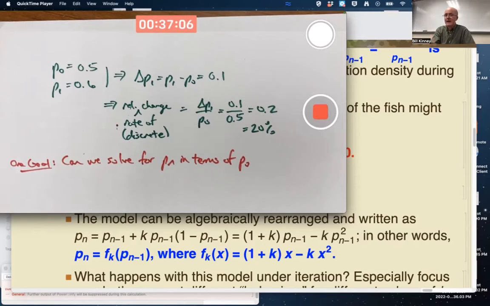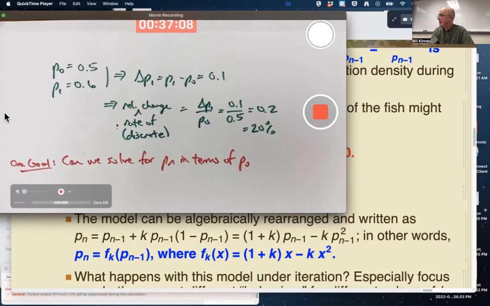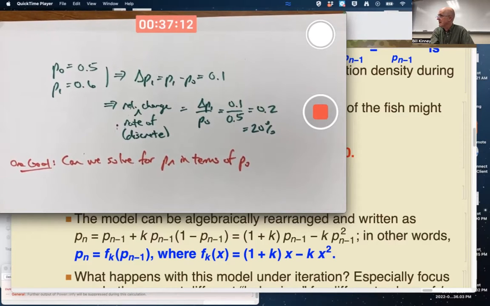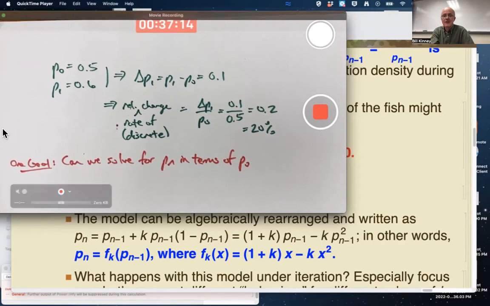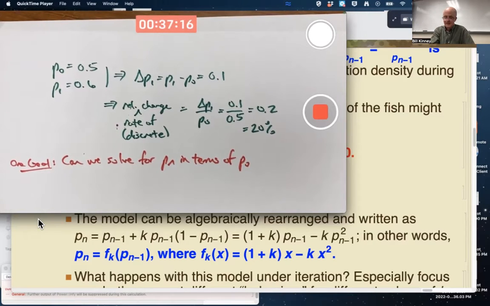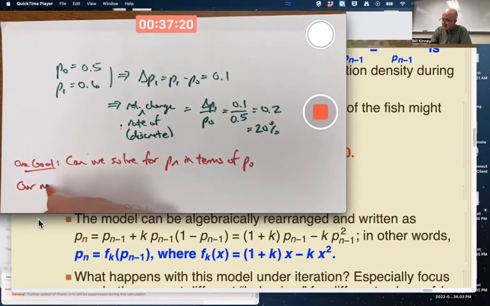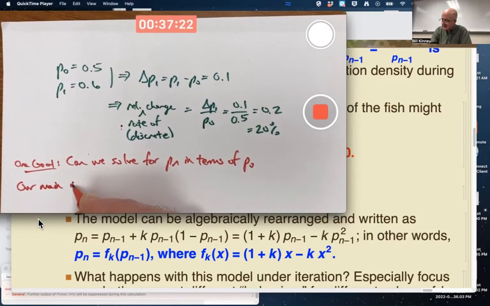Well, here we're iterating a function. We're not talking about finding a root, so we don't want to use Newton's plot here. We want to use a cobweb plot. So while this was one goal, our main goal is actually different.